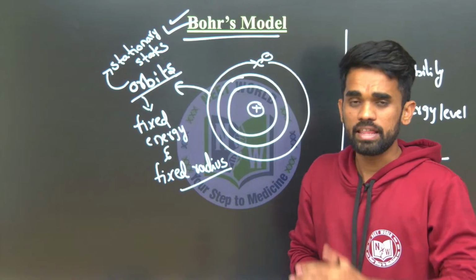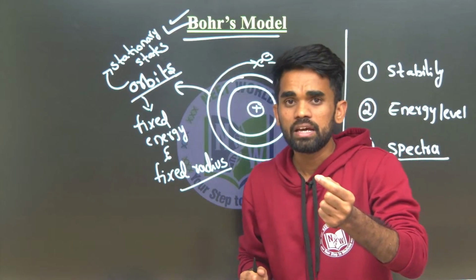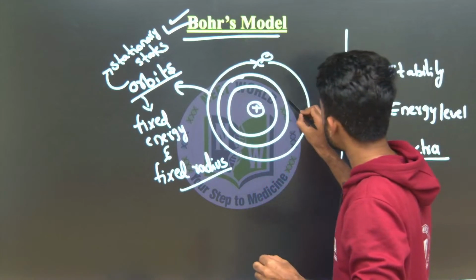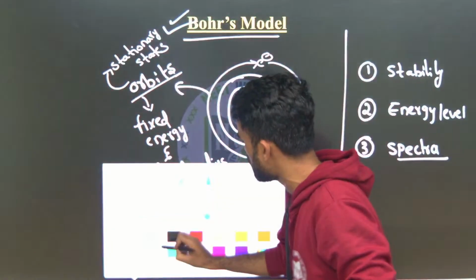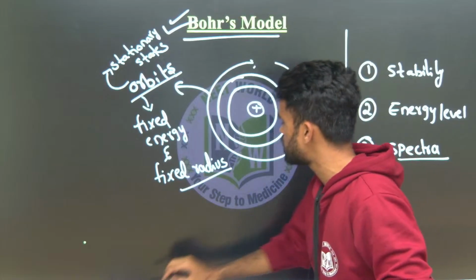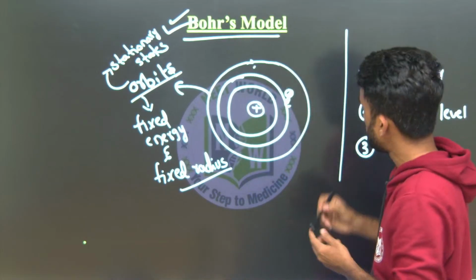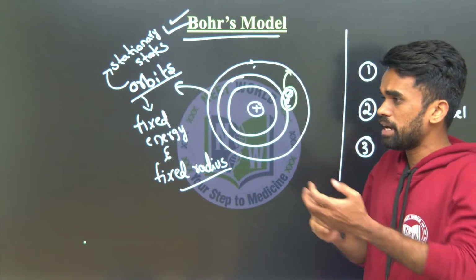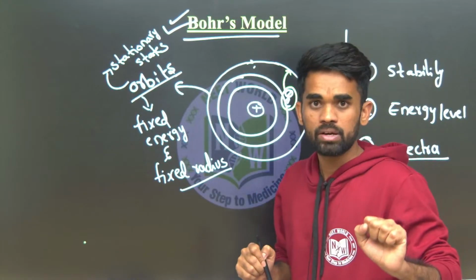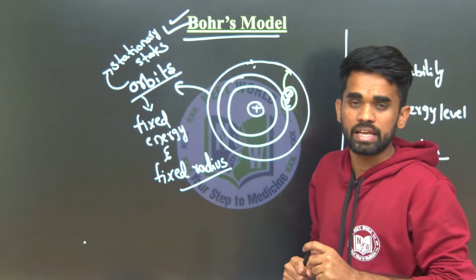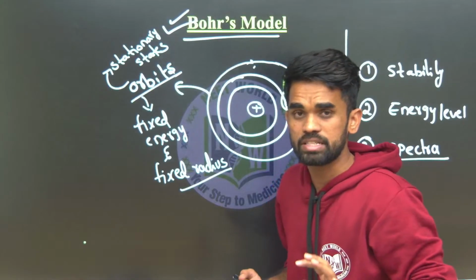And the next postulate: if an electron is absorbing energy, then what happens? That electron will be excited to the next higher energy level. For example, an electron is in a lower energy state, let us say this energy state. If it absorbs energy, then it jumps to a higher energy level depending upon how much energy it absorbed. So by absorbing energy, the electron is excited to a higher energy level. Now there is one more scenario here.